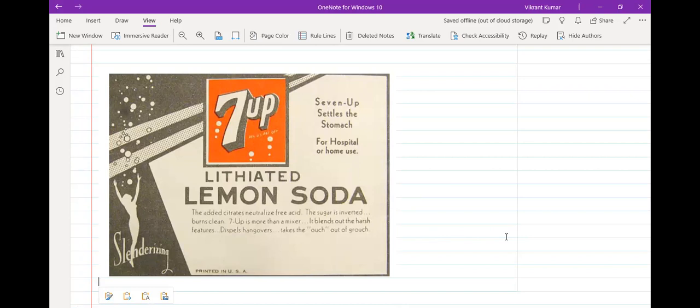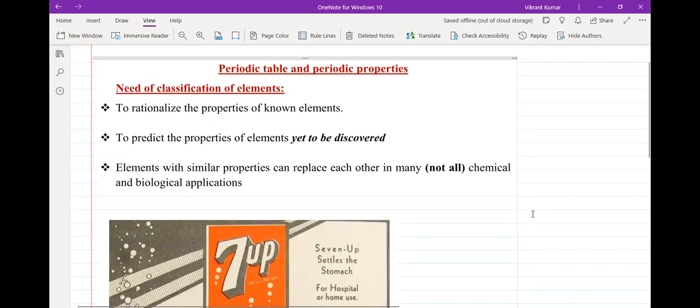And later it was found that lithium can't be used in this type of regular drinks. You have to replace lithium by some other element. And that was one of the important points from where it was realized that we can do this, we can replace one element with the other.